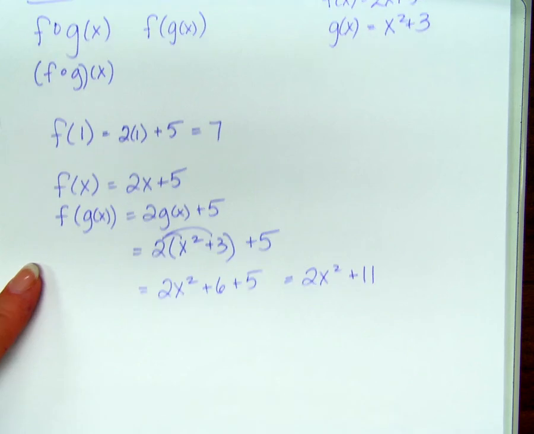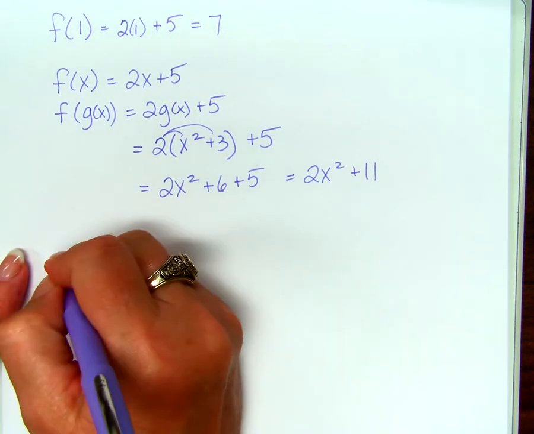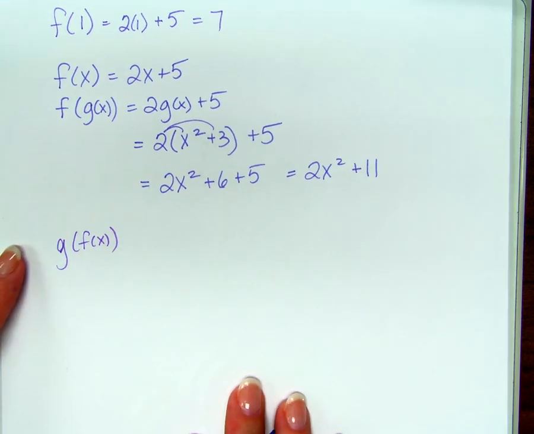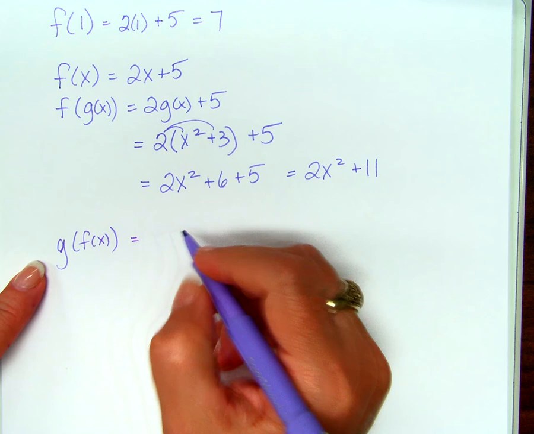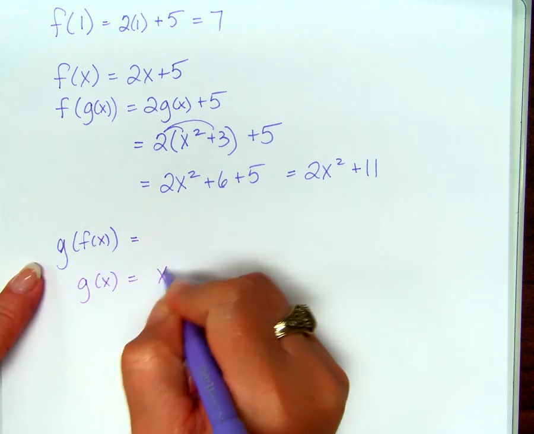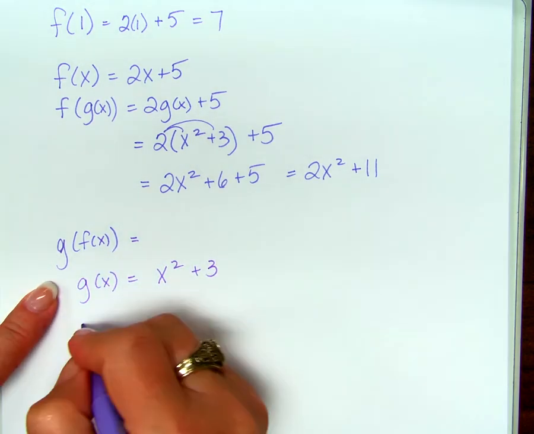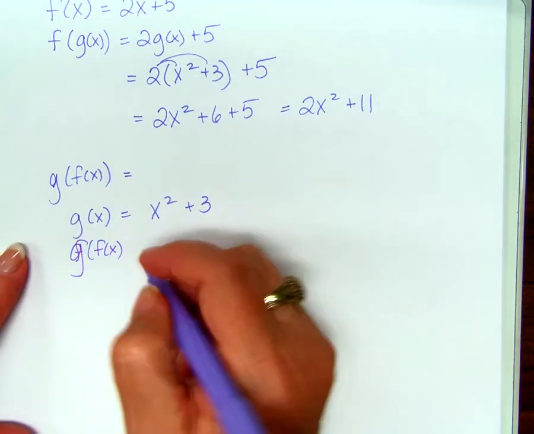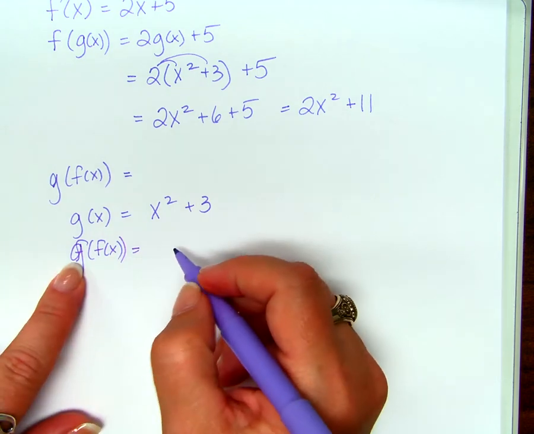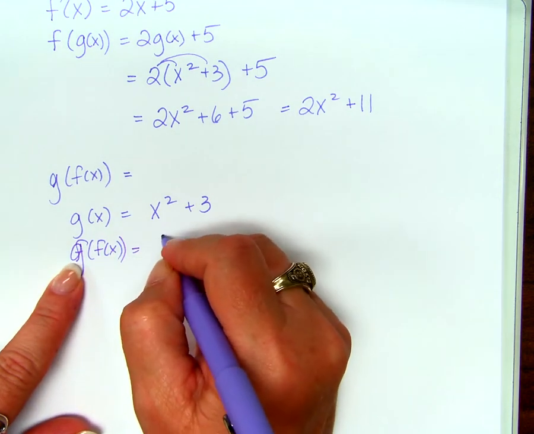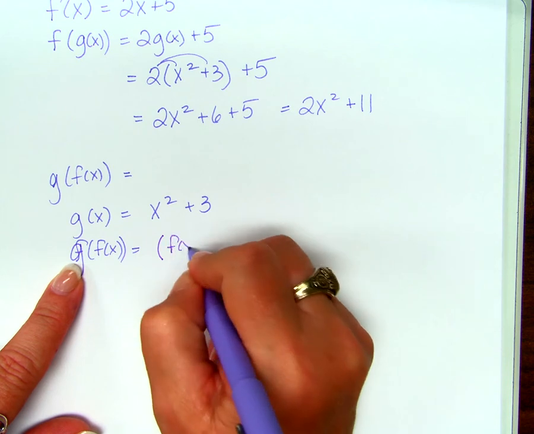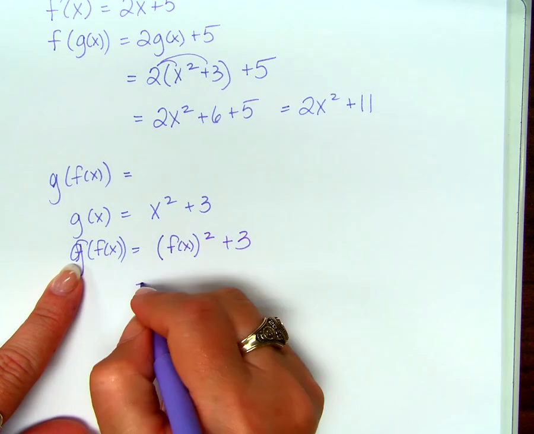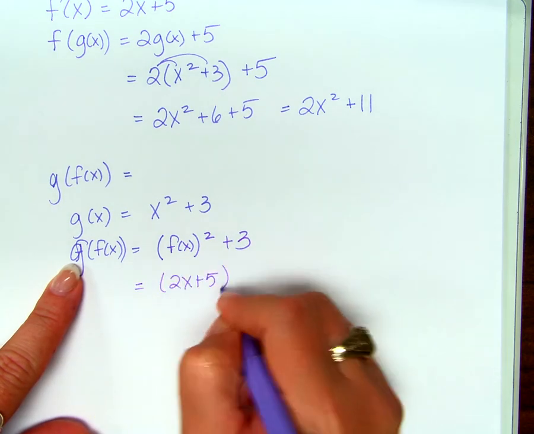Yeah? So here's what's interesting. What if I asked you to do g of f of x? Do you think we would get the same thing? Well, let's check. g of x is x squared plus 3. g of f of x equals, start writing g, which is x squared plus 3, but I'm going to replace x with f of x, so f of x squared plus 3. But I know f of x, don't I? 2x plus 5 squared plus 3.